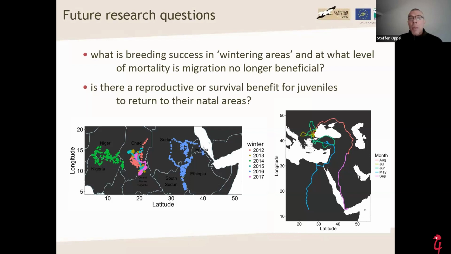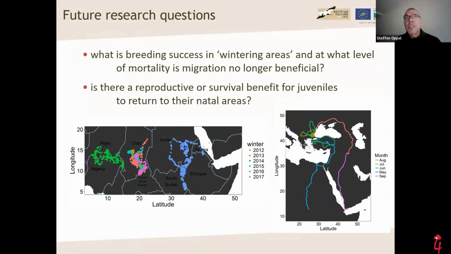And another question is whether there is a reproductive or a survival benefit for juveniles to actually return to where they were born. And I show you the track of an individual bird. The two maps are all one individual bird over the first 5 winters. And you can see that the bird travels through many, many different countries on its migration. And then in the left-hand panel, you see all the wintering areas that it explored over the first few years. So it spent 1 winter in Niger and Nigeria, and then a winter in Chad, and then a winter in Sudan, Eritrea, and Ethiopia, and then it went back to Chad, and eventually it settled to winter in Chad for the rest of its life.